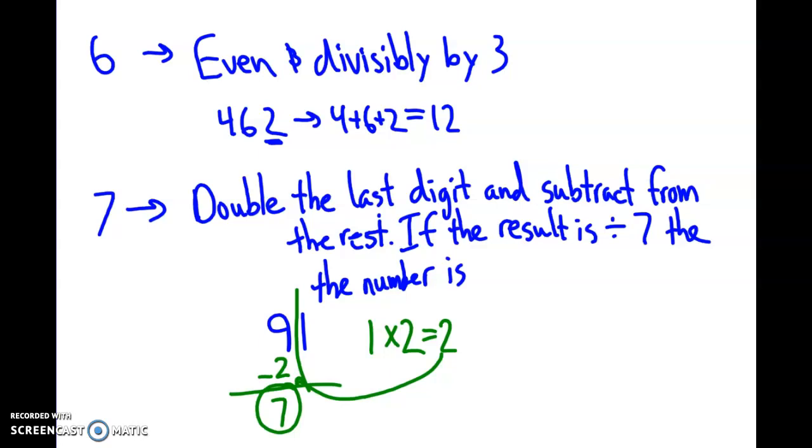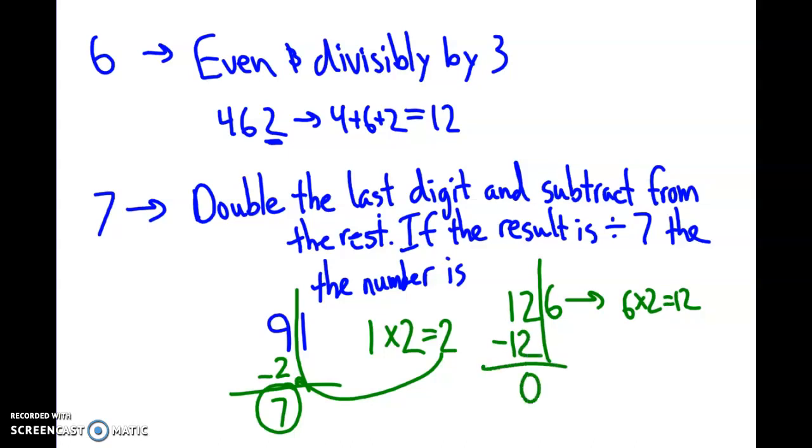All right, let's see here. Let's do another one. Let's look at the number 126. We take off that 6. We're going to double it. So 6 times 2 becomes 12. And then I go 12 minus 12, which is 0. 0 is divisible by 7.